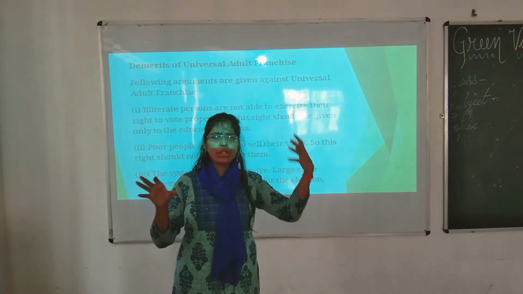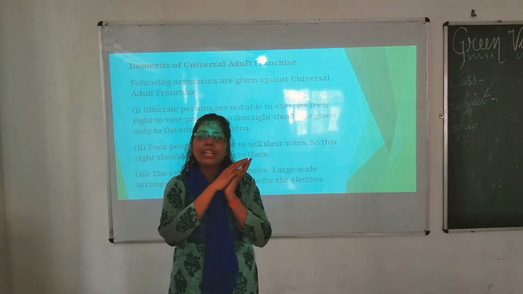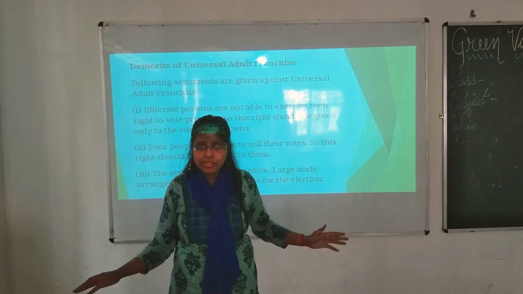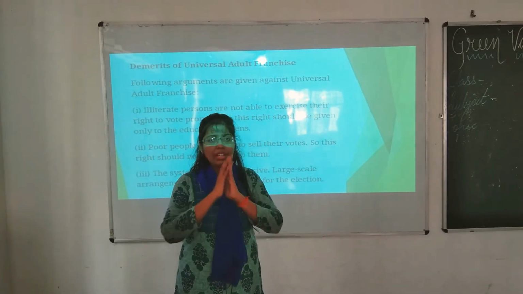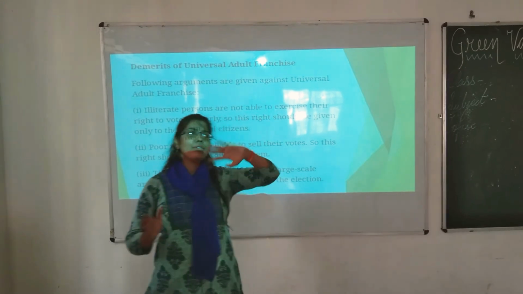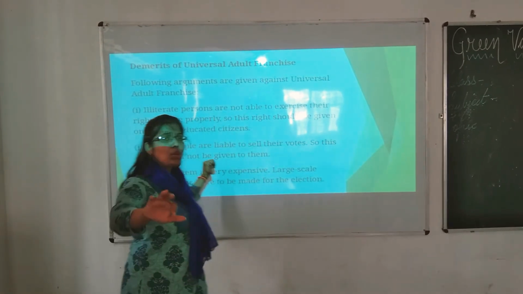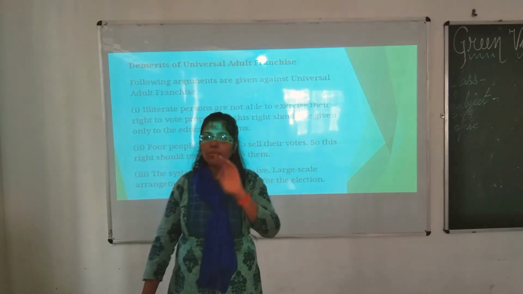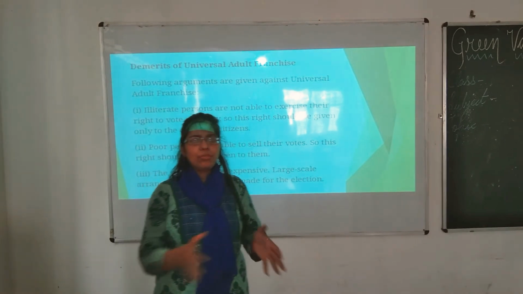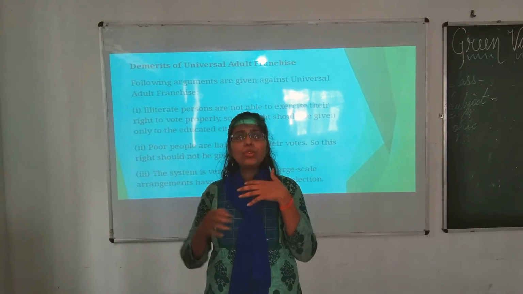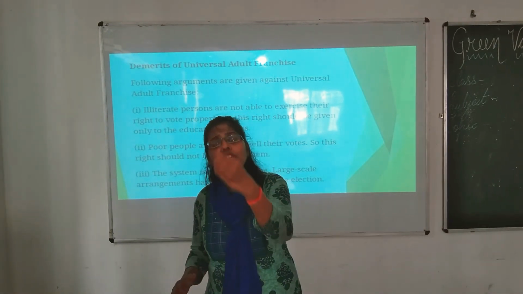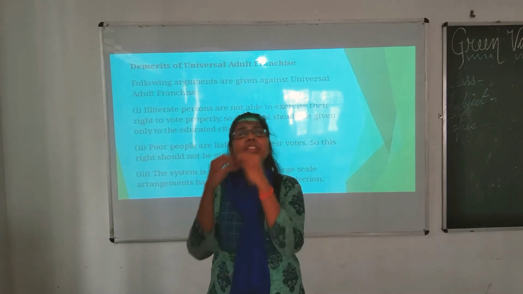Why? Because they keep on hearing whatever is being told to them. They rely on that. They don't see the things. They don't see the scenario. They don't try to judge. So they just cast their vote for them. Second thing, as I told you all, poverty. Obviously poor people, as they are poor, if someone comes to them and says, give me your vote, I am giving you 1,000 rupees, just for the sake of that money, they will sell their votes.